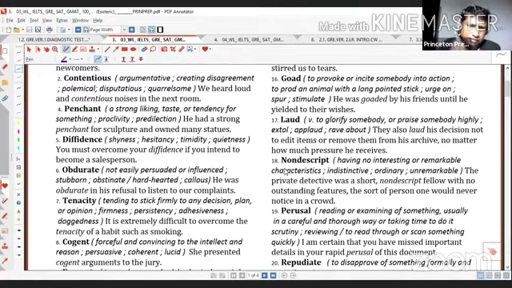Diffidence is the opposite of confidence: shyness, hesitancy, timidity, quietness. You must overcome your diffidence if you intend to become a salesperson.